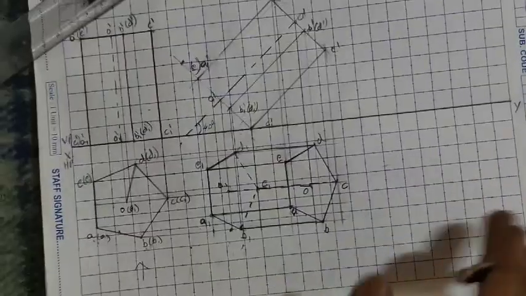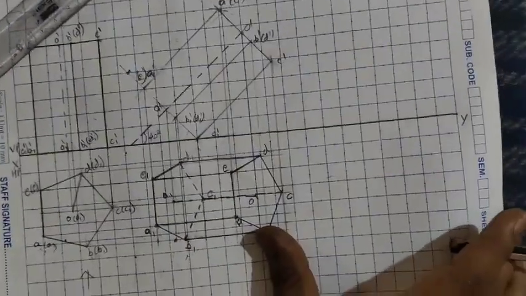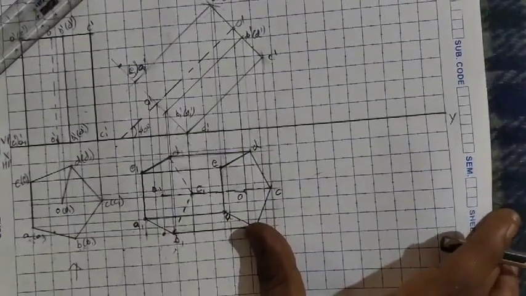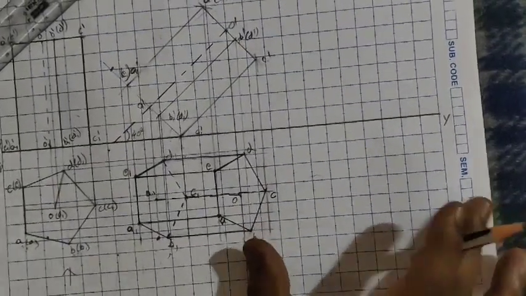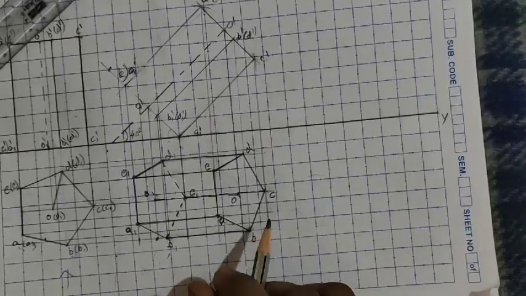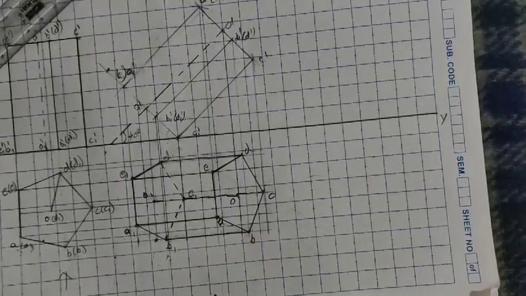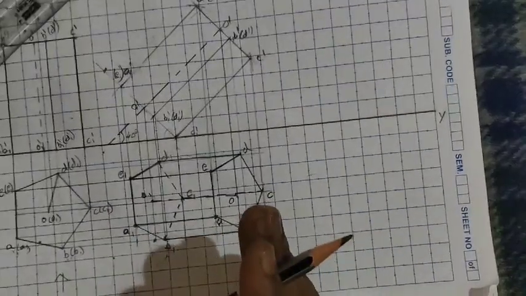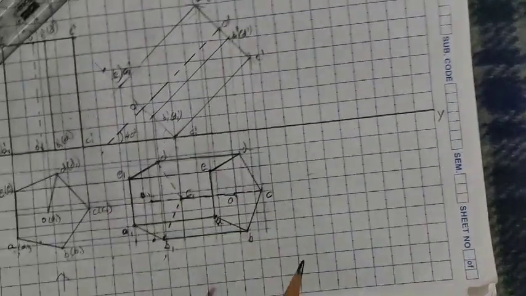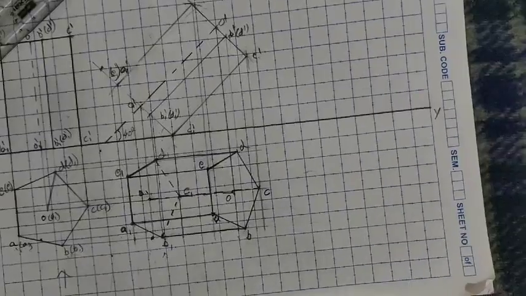Now the final view we have to draw. To draw this, we have to take the inclination with VP. It is given 45 degrees to VP, but there is a word called appears. When there is a word called appears, the given angle itself is beta. No need to find the beta angle. Okay, we will do that.